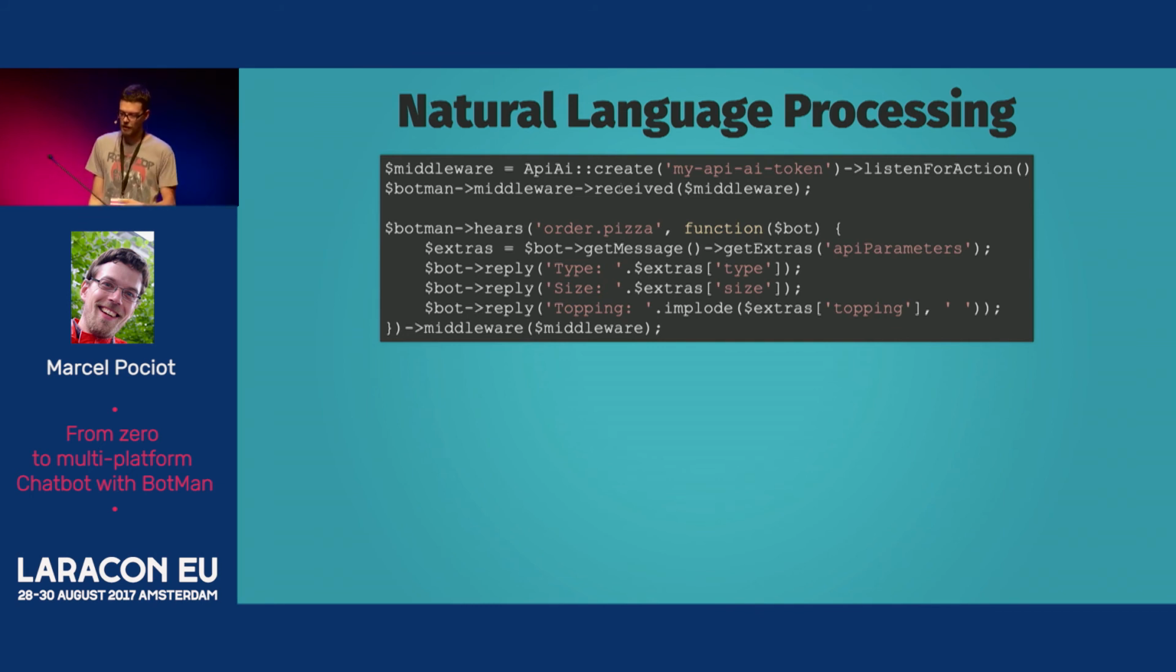So every message that we get will be sent to API AI, and the middleware will then enrich the message with the information that API AI gave us. Then we can listen for order.pizza, which is the intent that we defined on API AI, and tell this hears command, okay, but only hear it using this middleware. So if a user just types order.pizza, it won't be called. This allows you to add natural language processing to your chatbot.